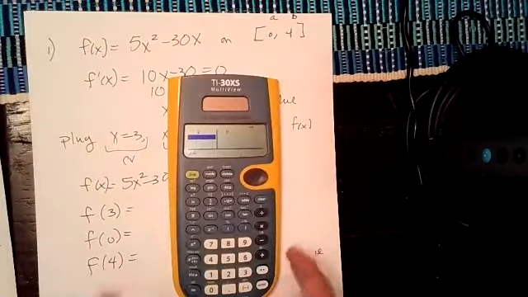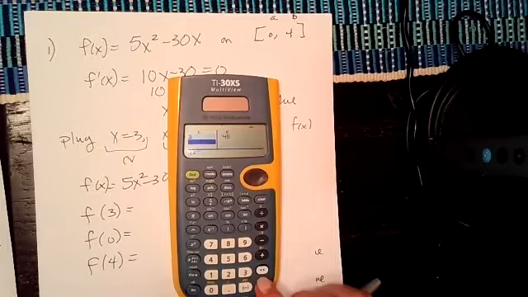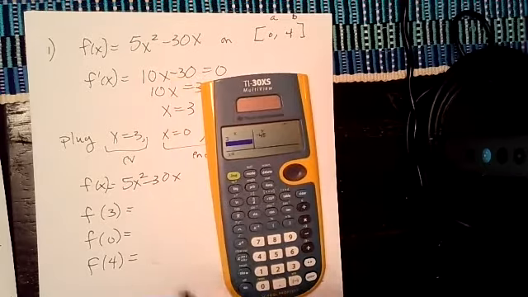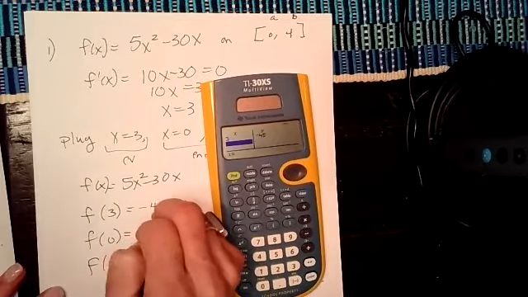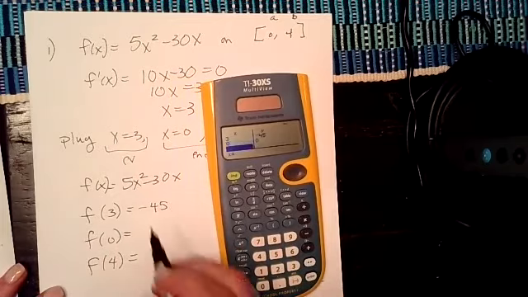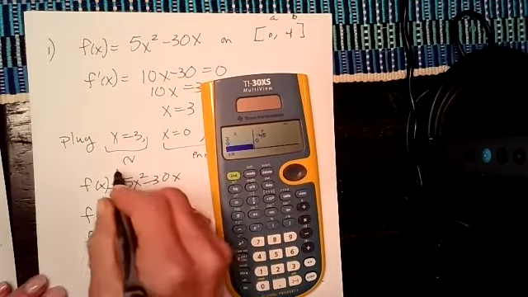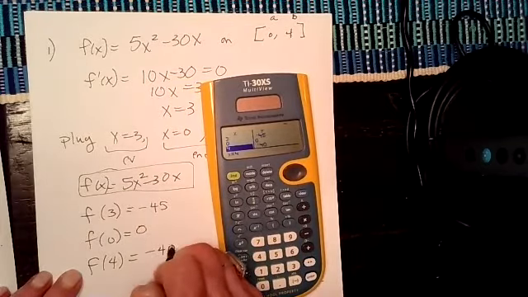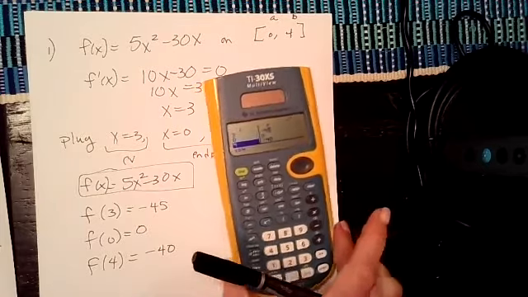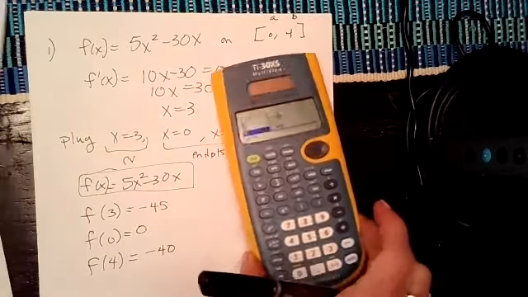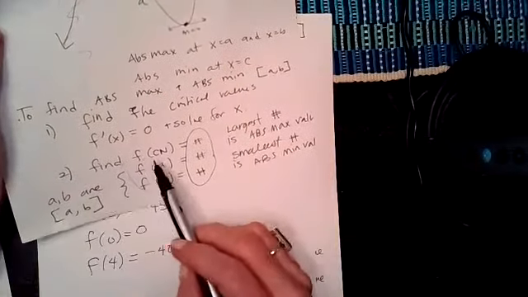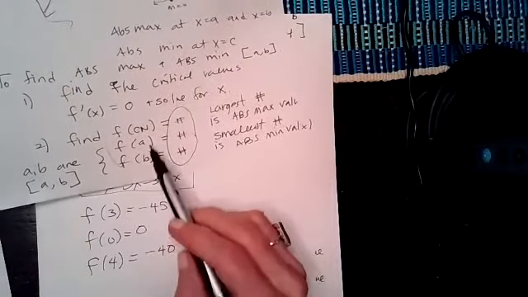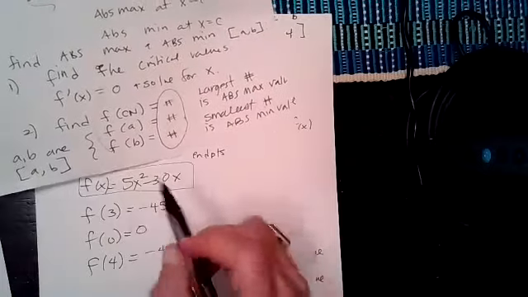So I'm going to put 3 in, and I get -45. I'm going to put 0 in, and I get 0. And remember, I'm putting it into my original function. I'm going to do 4 and push enter, and I get -40. All right, so I've got my values out. So remember, once I find f of my critical number and f of my endpoints, I get all these numbers out right here.